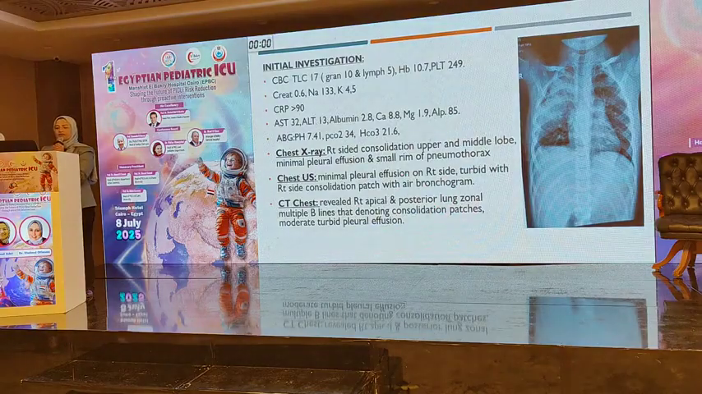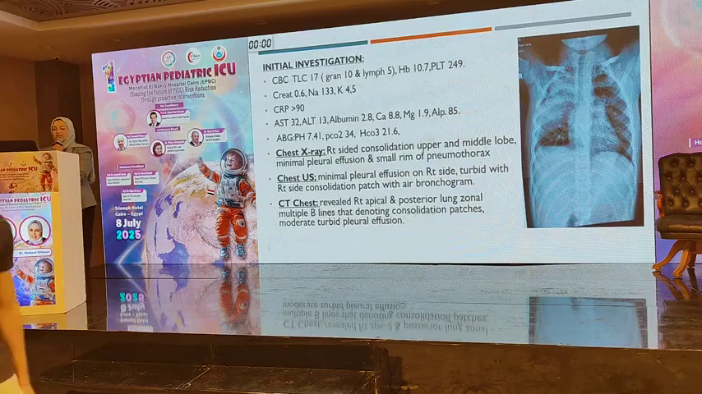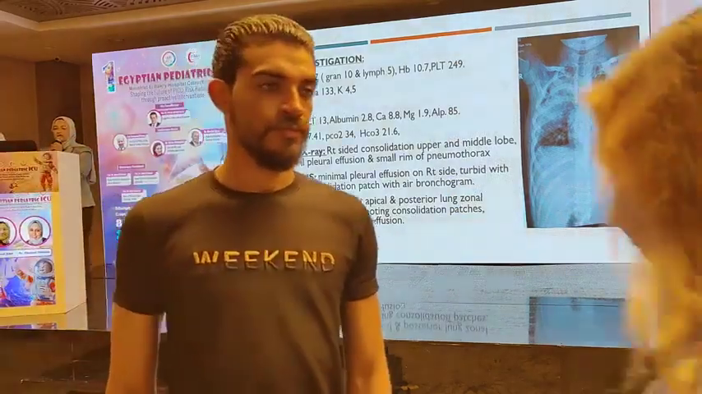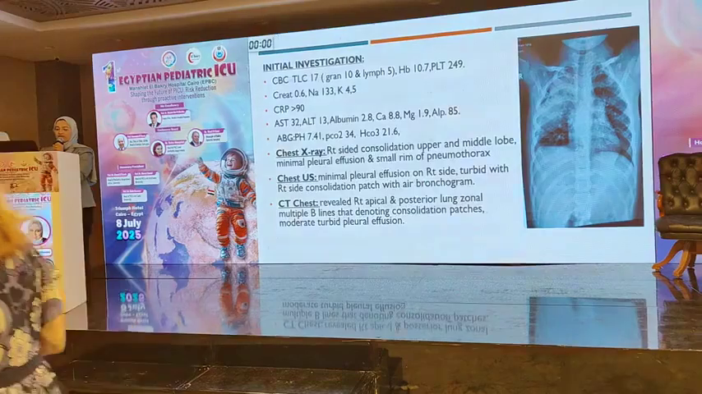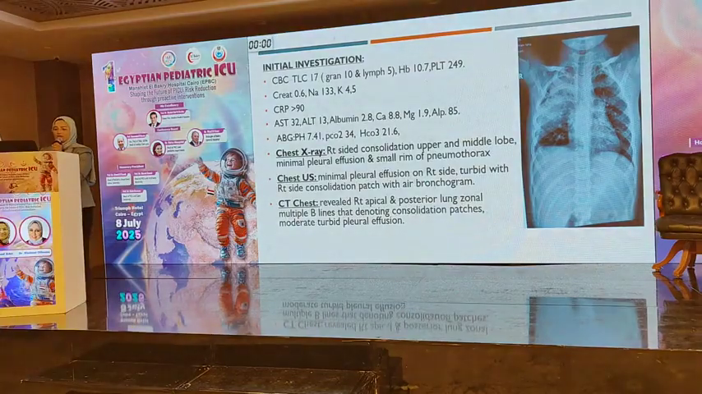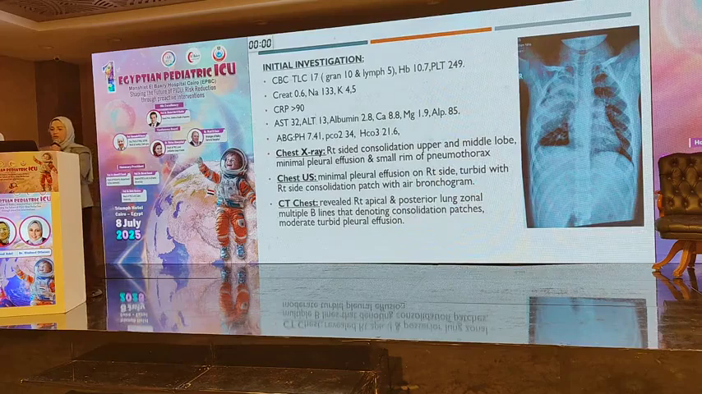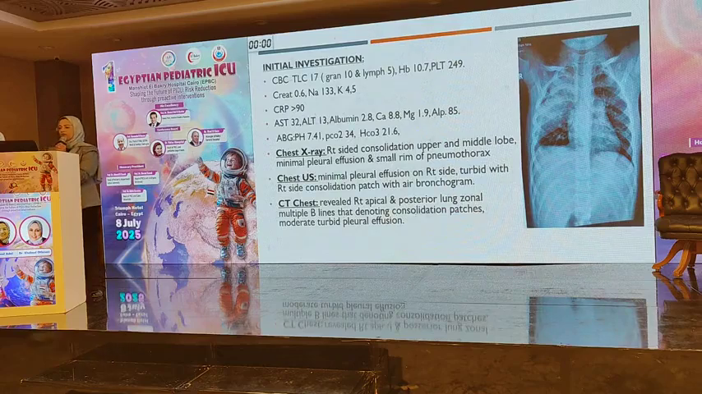Initial investigation: TLC of 17 thousand, creatinine 0.6, CRP about 90, and the other labs were normal. We did a chest X-ray showing right-side consolidation in the upper and middle lobe with minimal pleural effusion and a small rim of pneumothorax. A chest ultrasound showed minimal pleural effusion on the right side with right-sided consolidation patches with air bronchogram.